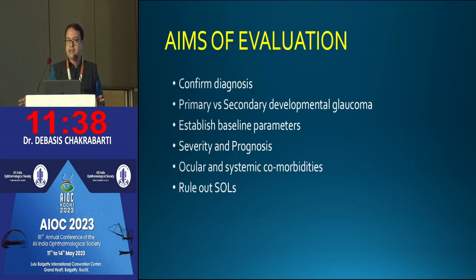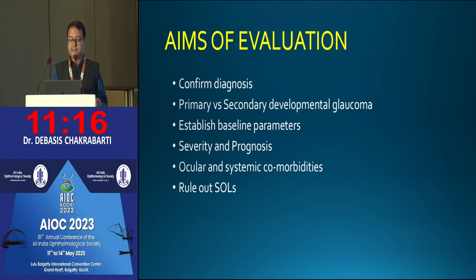So what are the aims of evaluation of a child with primary congenital glaucoma? First of all, the aim of evaluation is to confirm the diagnosis that it is indeed a case of glaucoma and not something else. There are mimickers of glaucoma, as we shall see. And then we have to identify what is the etiology of glaucoma, whether it's a primary congenital glaucoma or secondary glaucoma due to some other cause.